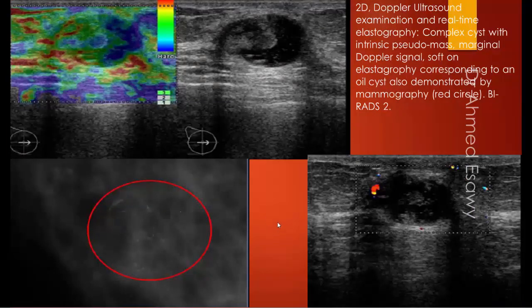This is a case with ultrasound, real-time elastography, Doppler: complex cyst with intrinsic pseudomass, marginal Doppler signal, soft in elastography, and also demonstrated by mammography in this area, classified as BIRADS 2. Confirmed to be benign fibrocystic change.